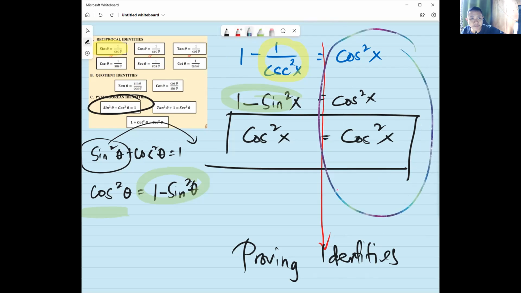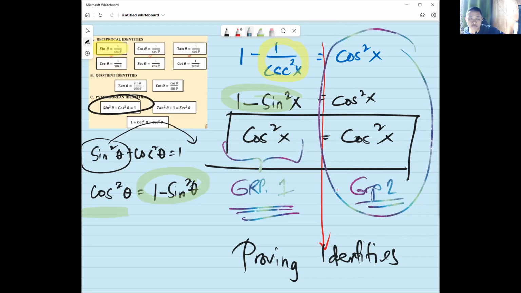Parang papatunayan mo. This is the first group experiment. Group 1, parang sa science. Group 1 experiment, and this is the group 2 experiment. So you need to prove that whatever result here will be the same as the result of the group 2. Parang ganon. Wala silang pakialamanan. They will do their own thing. Simplify both sides of the equations.